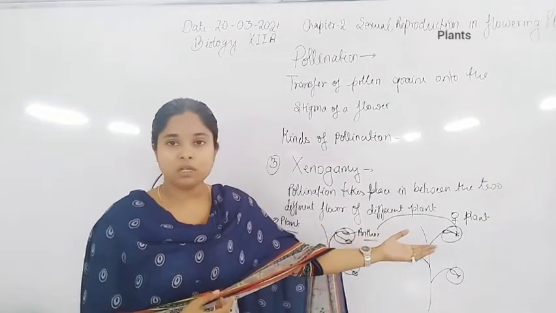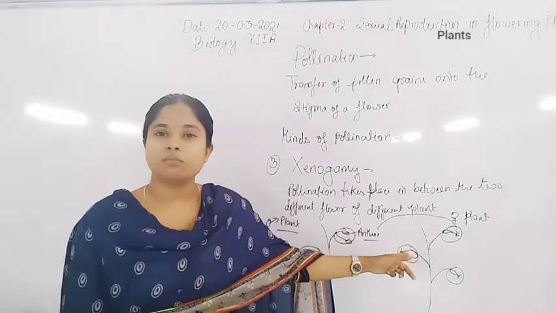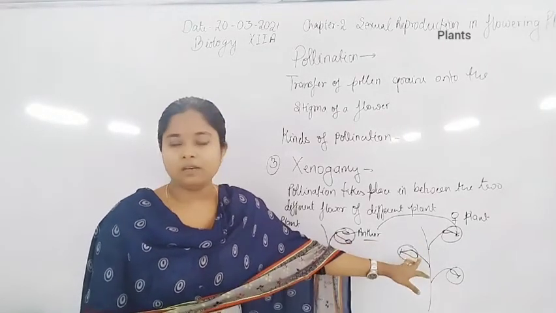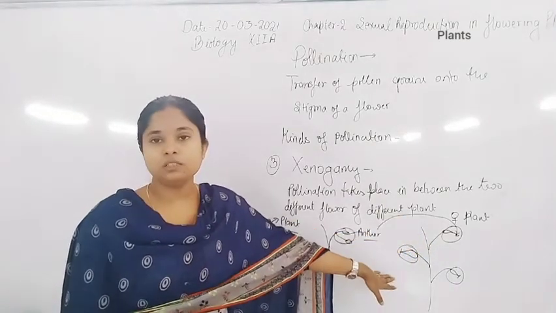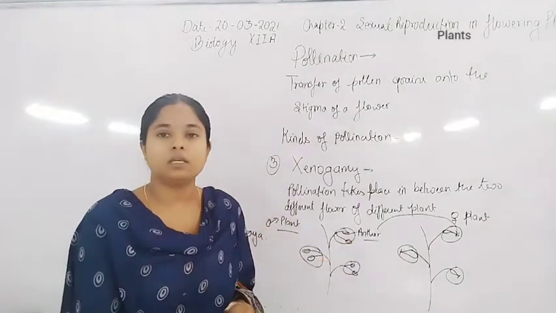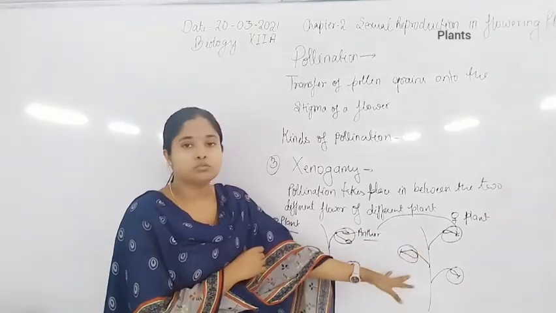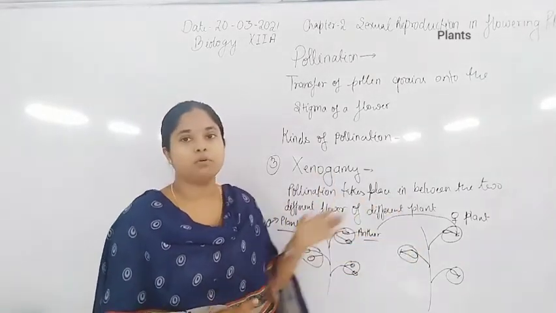Because they do not have any other option, because the plant only shows the stigma, the stigma of the pistil, and does not have any male reproductive parts. So there will be no pollen grains here, there is no possibility here. That's why that type of pollination only shows cross pollination, and the xenogamy type of pollination.